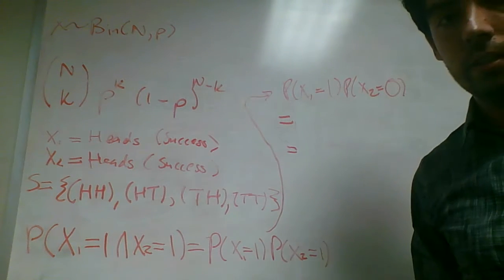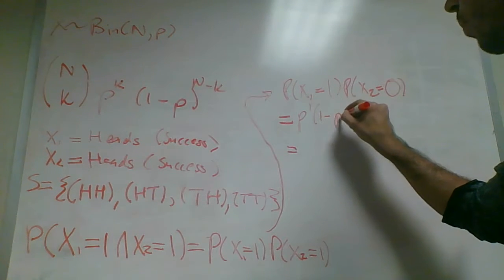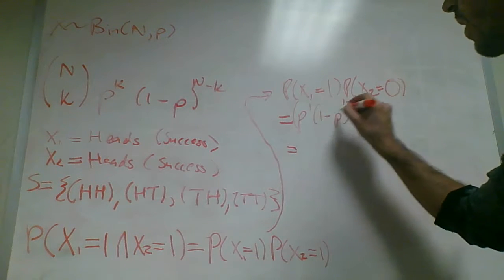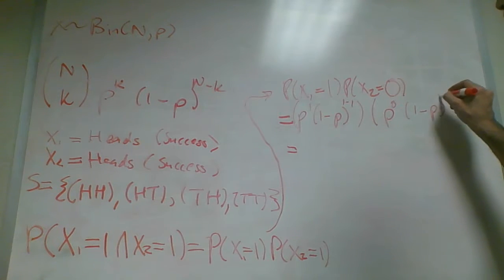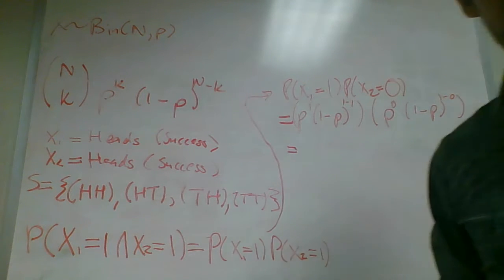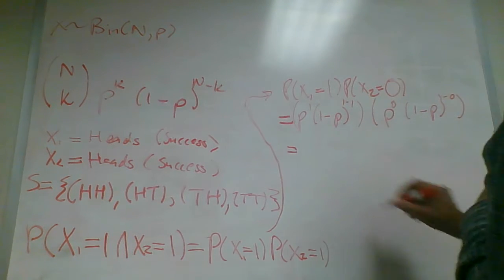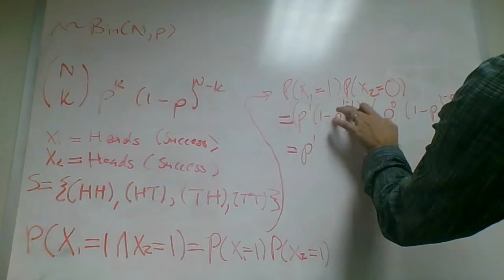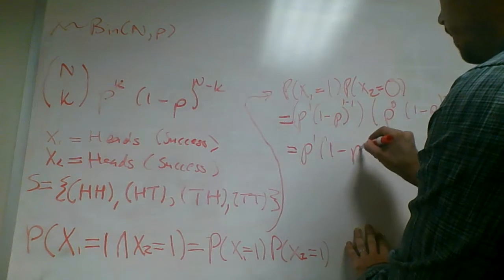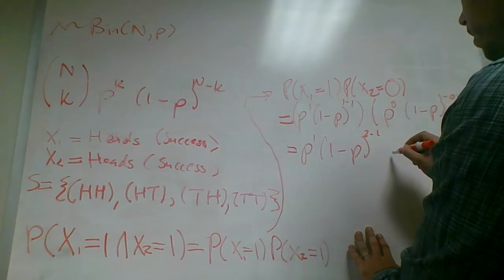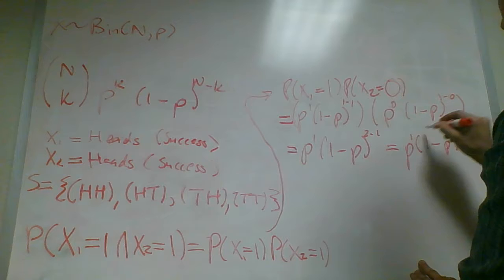All right, they're both Bernoulli. So now this is going to become p to the 1 times 1 minus p to the 1 minus 1. That's that first probability. And this is going to be p to the 0 times 1 minus p to the 1 minus 0. So when I simplify this down, p to the 1 times p to the 0 is p to the 1, 1 minus p to the 1 minus 1 times 1 minus p to the 1 minus 0. This is going to be 1 minus p to the 2 minus 1, which is just going to be p times 1 minus p, and they're both raised to the first power.